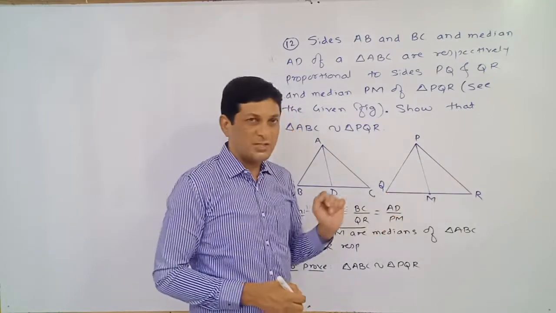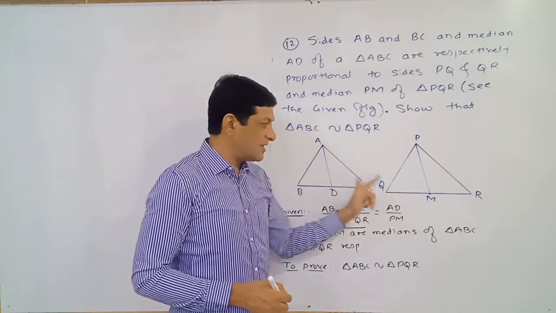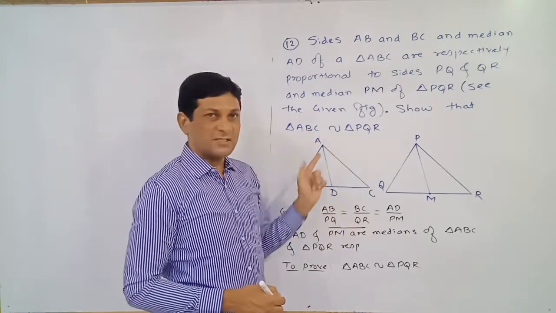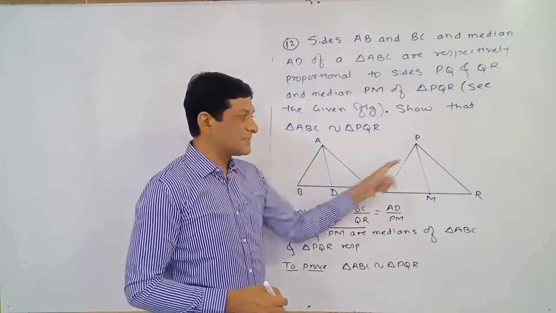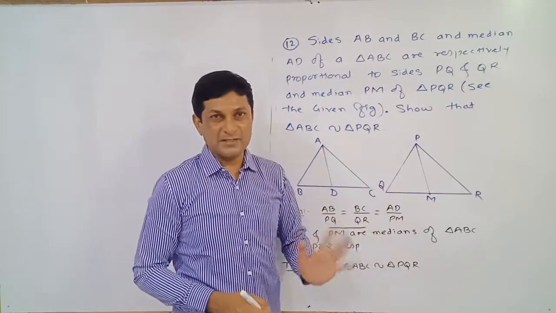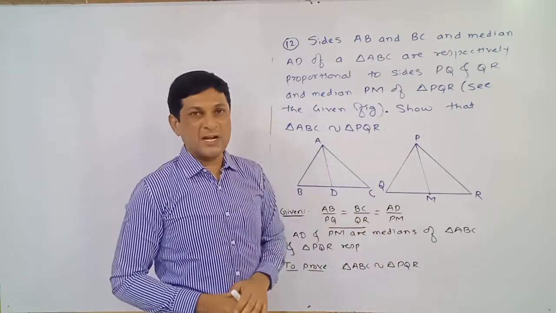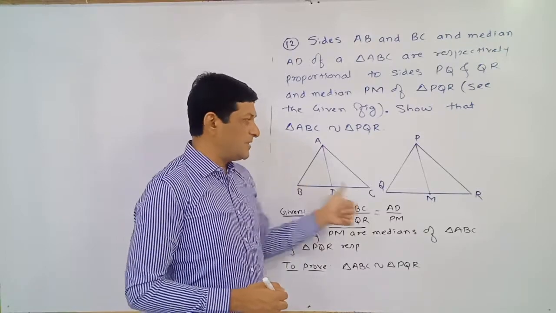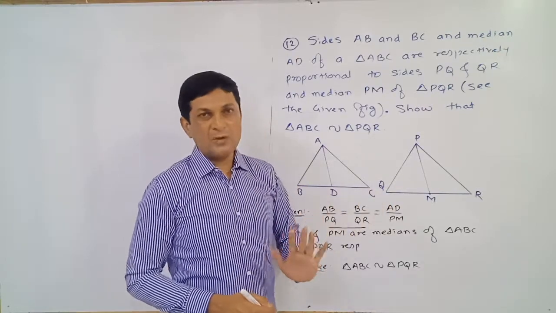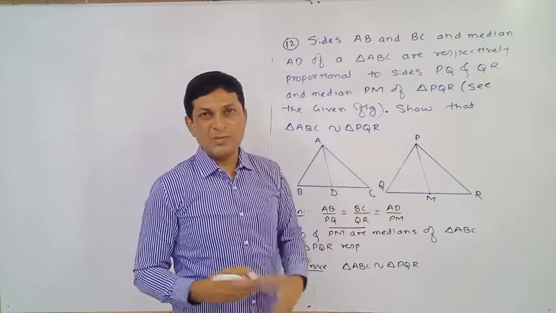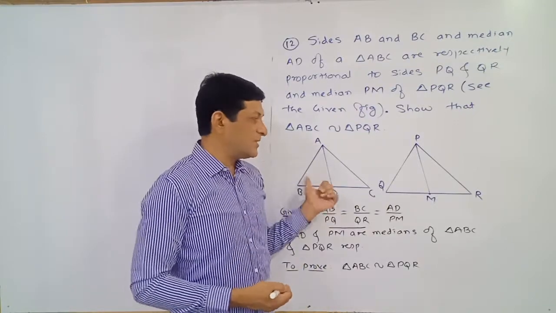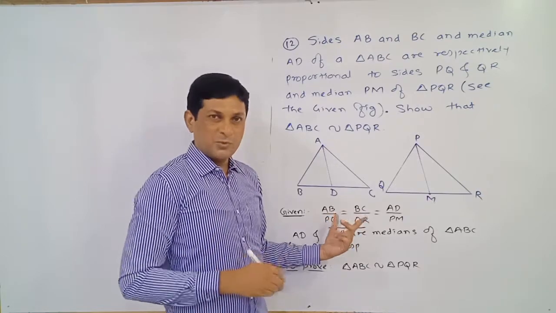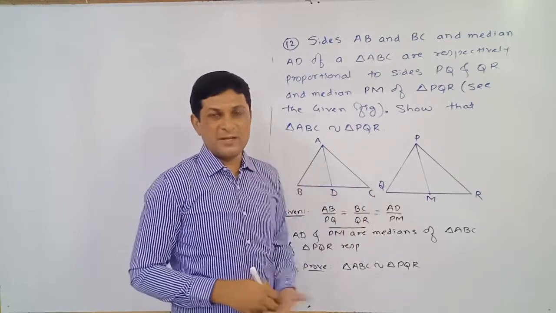angle Q. If we are able to show that angle B is equal to angle Q, then we can say that these two triangles are similar by the SAS criterion, isn't it? To show that these two triangles are similar, we simply have to show that angle B is equal to angle Q. Two sides are already in proportion; we only have to show that the angles included in them are equal.